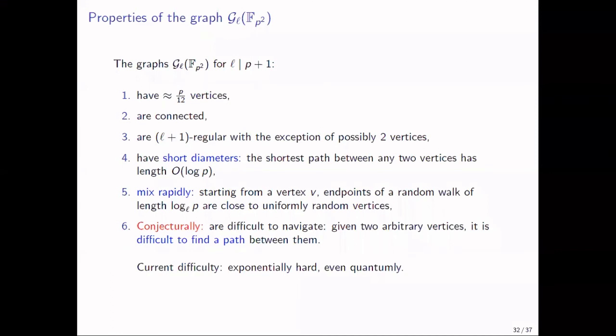But the 6th point is that conjecturally, they're also difficult to navigate, which means that if I take 2 arbitrary vertices, then it is difficult to find a path between them. And this is a problem that is currently exponentially hard. And so what do I mean by it?